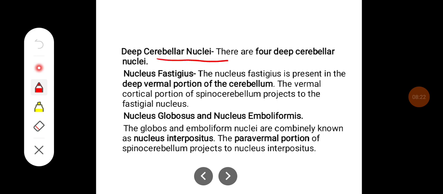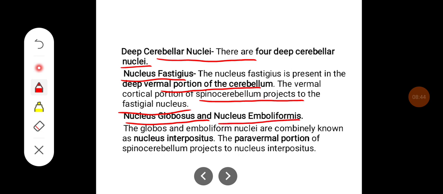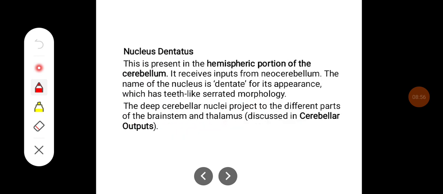Deep cerebellar nuclei. There are four deep cerebellar nuclei. Nucleus fastigius is present in the deep vermal portion of the cerebellum. The vermal cortical portion of the spinocerebellum projects into the fastigial nucleus. Nucleus globosus and nucleus emboliformis are commonly known as nucleus interpositus. The paravermal portion of the spinocerebellum projects into nucleus interpositus.